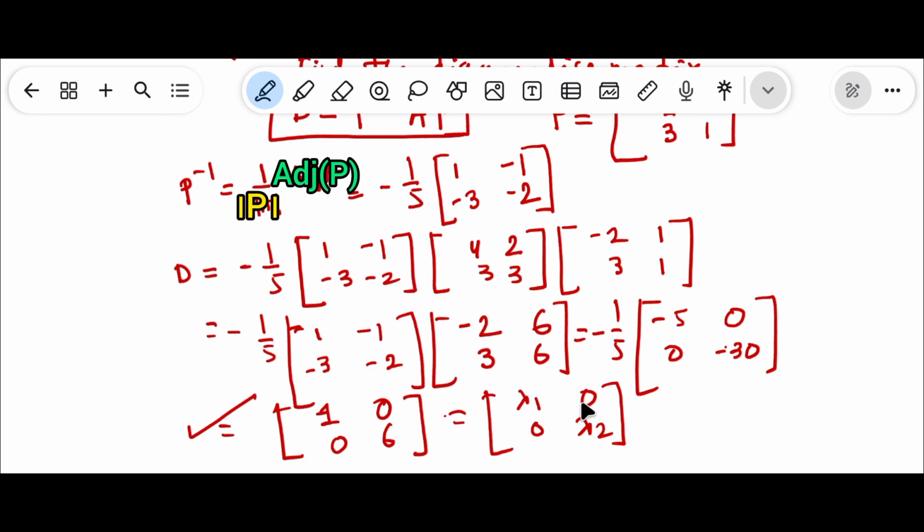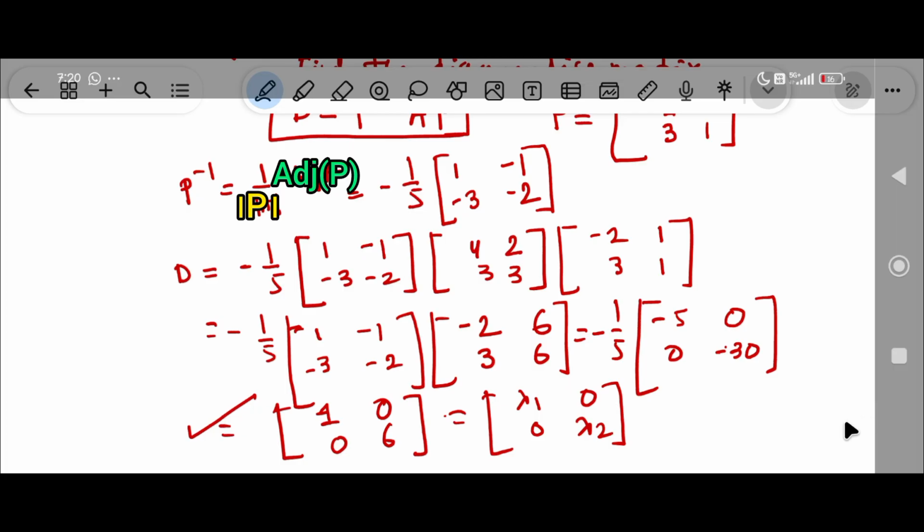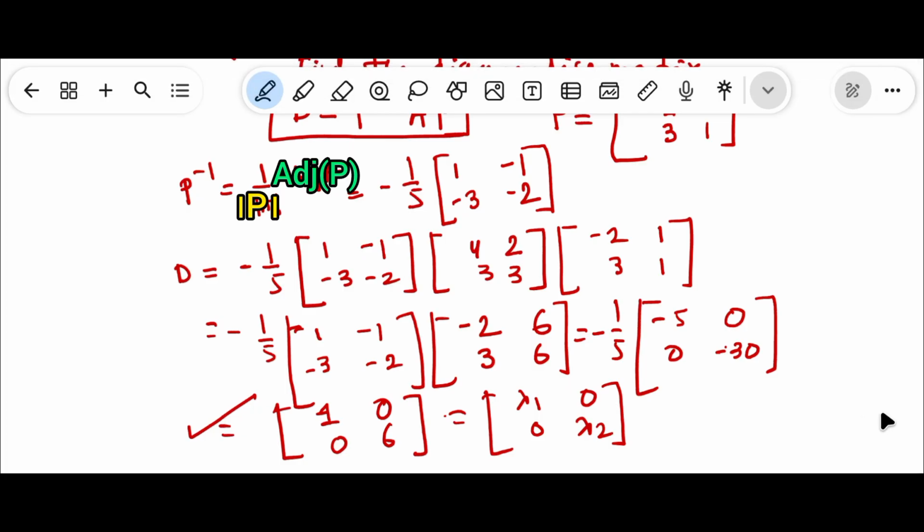So in today's class we have learned how to find the characteristic equation of a matrix. We have talked about the Cayley-Hamilton theorem, and after that we have discussed eigenvalues and eigenvectors, and if all the eigenvalues are different, then we will have a diagonalized matrix. And the formula to find the diagonalized matrix is P inverse AP, that also we have discussed.